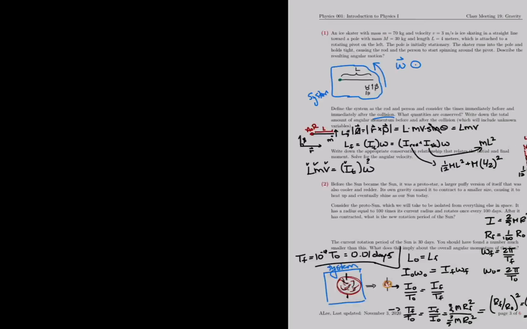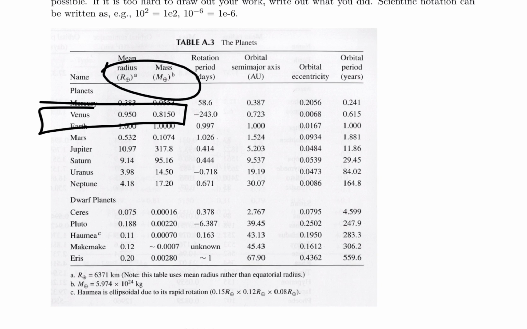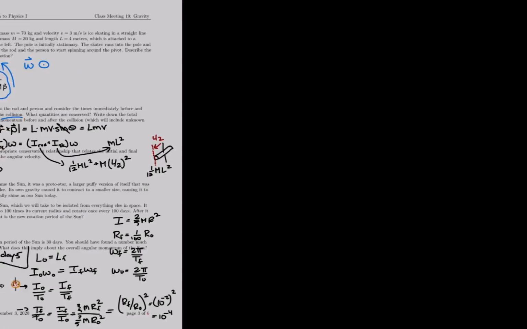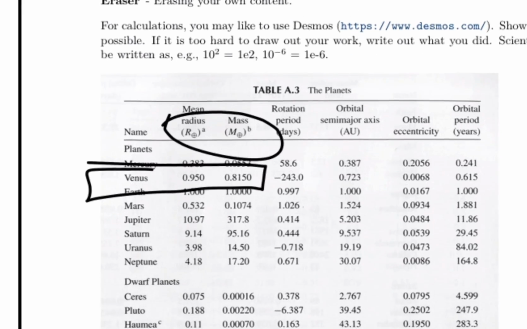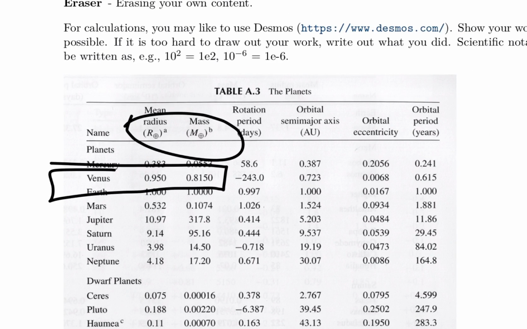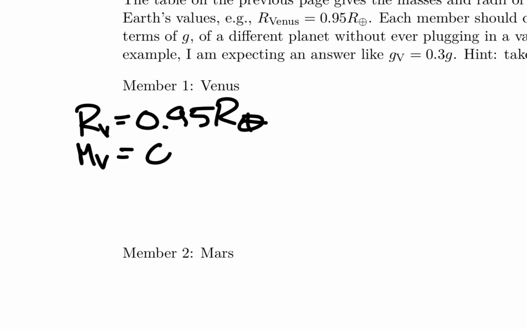So if we look at this table, it's giving you the ratio of Venus's mass and radius to the Earth's mass and radius. That's what the units are written in. So it says that the radius of Venus is 0.95 the radius of Earth. So if we go back, I could write that R Venus equals 0.95 radius Earth. Then if I look at the mass, it looks like it's 0.815. So then M Venus equals 0.815 the mass of the Earth.